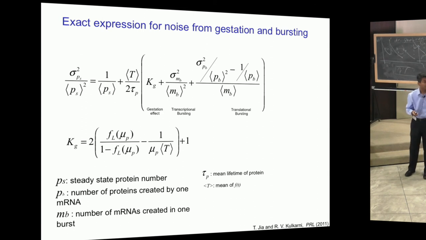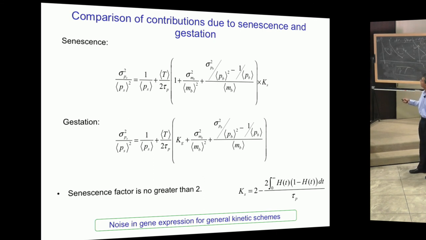But the message here is, if you give me a kinetic scheme for the process, I can calculate the waiting time distribution for the arrival. That's straightforward. And once I know that, I can calculate how it affects the noise in gene expression. This is again exact, and what's interesting is that if you look at these two effects, gestation and senescence, the arrival time distribution acts additively, but the decay process is multiplicative in this term. So by appropriately choosing the decay process, you can tune the noise, amplify it as well as reduce it.